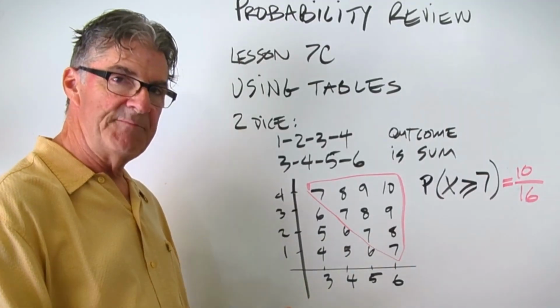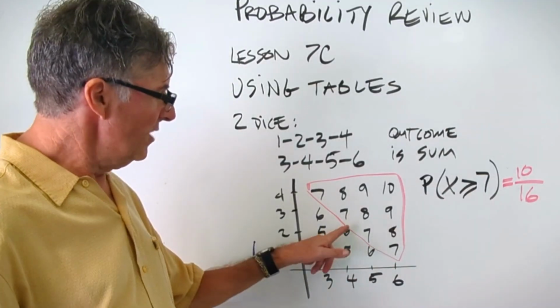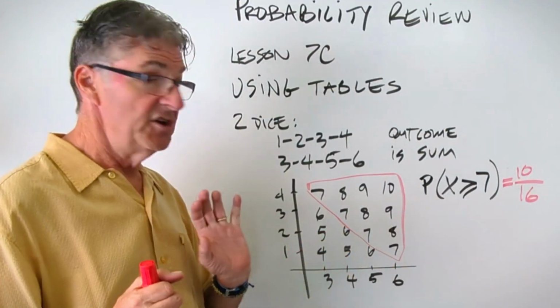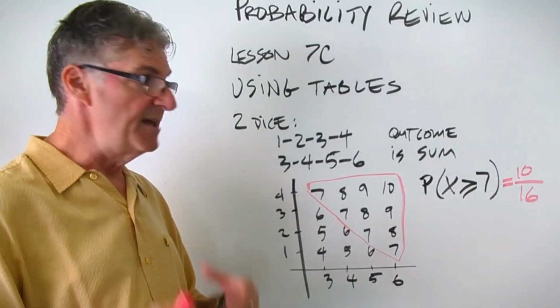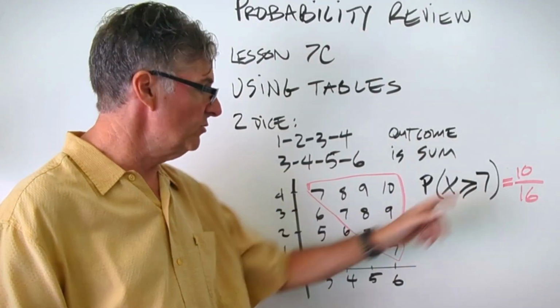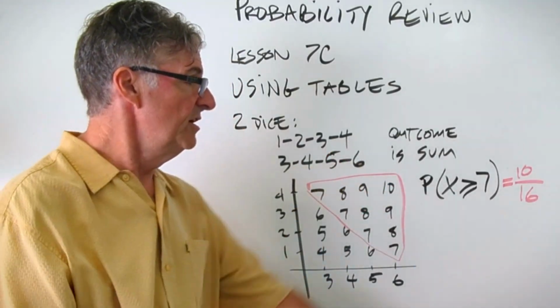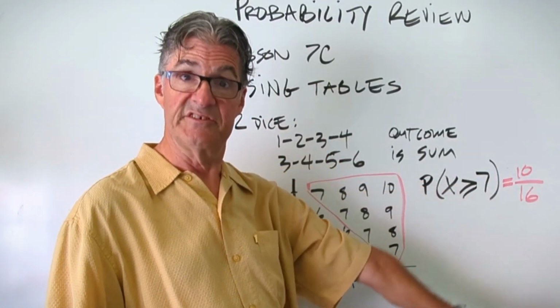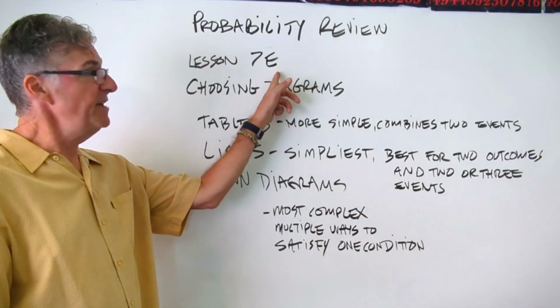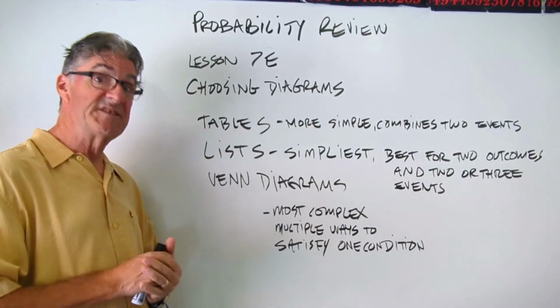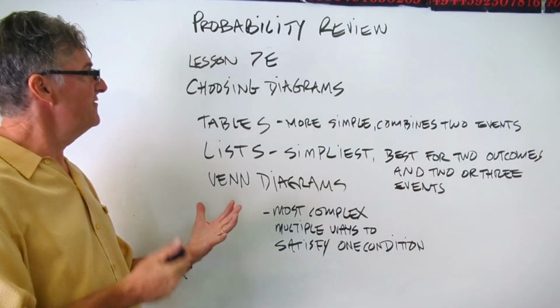Okay, just one example of how we might calculate with that. What I did here is kind of nice. I just circled the outcomes that meet our criteria, greater than or equal to 7, and I counted them up. There's 10 in there, 16 total, so the probability is 10 over 16. Apologies, I didn't update the letter for the last board. That was 7D. Now we're on 7E.